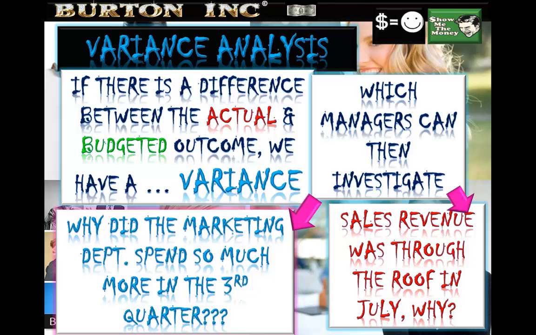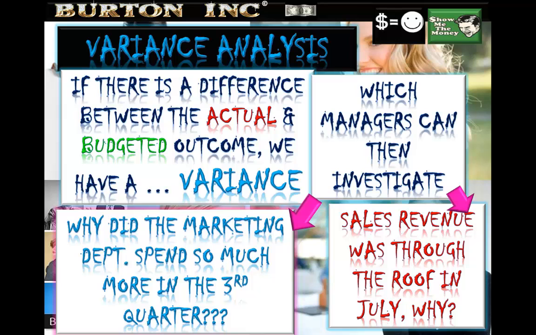Okay, what is it? If there's a difference between the actual and budgeted outcome, we have a variance. So if we forecast and budget for 100,000 in sales from one department and we come in with $120,000 in sales, brilliant. The actual outcome is different from that which we budgeted for. There's variation, therefore we call it a variance. And if we do have a variance, then managers can get in there and investigate. So if the marketing department overspends, the managers can go away and investigate. Why did the marketing department spend so much more in the third quarter than they did in the second and first quarters? Why are they so out of whack with their budgeted allocation?